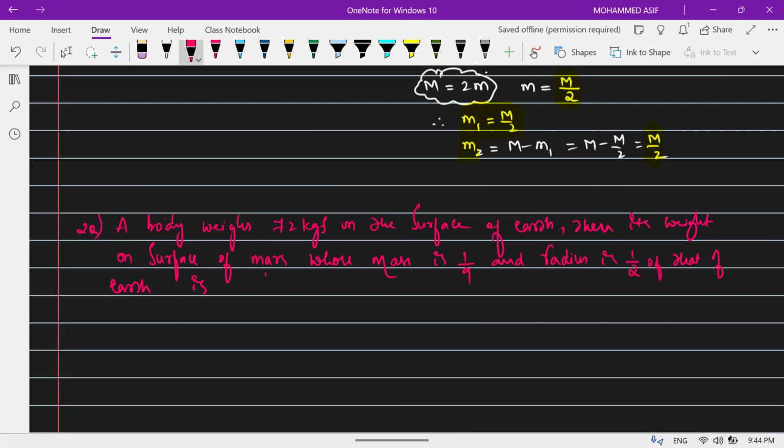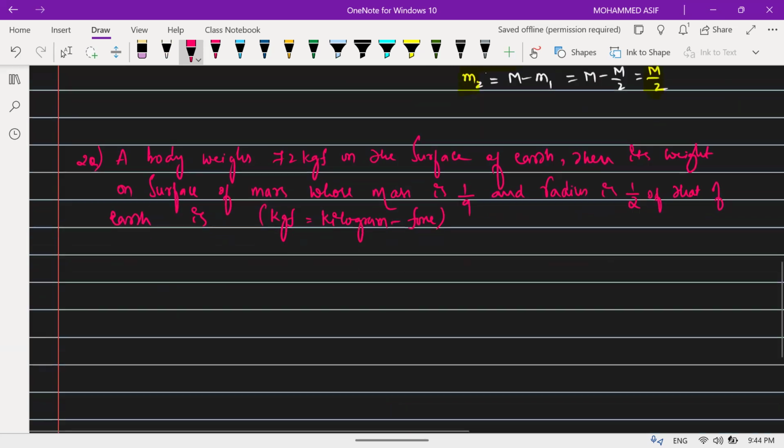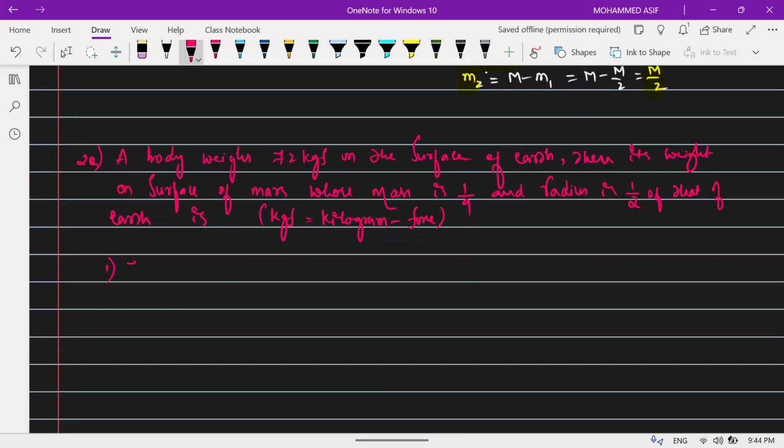What do you mean by kgf, beta, here? Kgf is nothing but kilogram force. Now, the options for this one: first option is 72 kgf. Next one is 54 kgf. Third option is 62 kgf. And fourth option is 32 kgf.